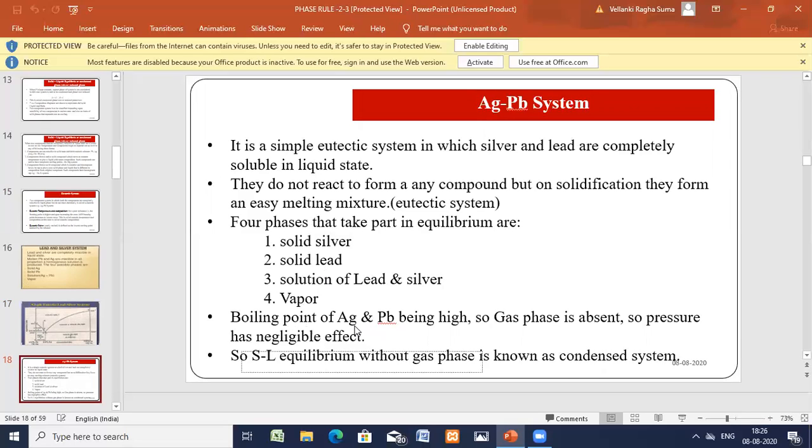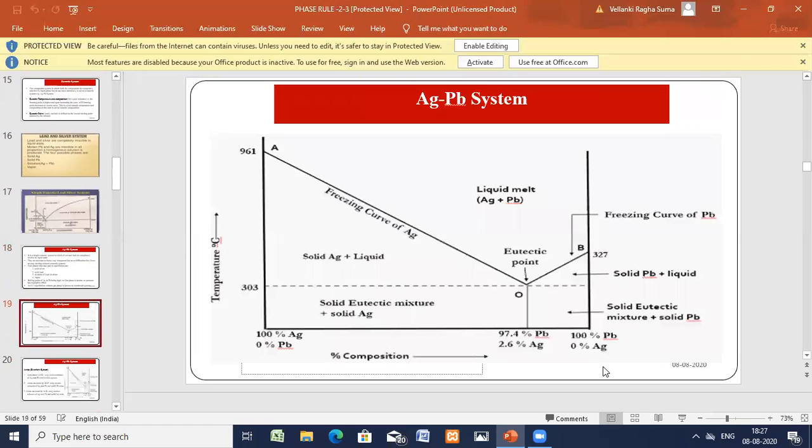The boiling points of silver and lead are very high, so the gaseous phase is very small, essentially zero. In a two component system, the phase rule is reduced by one because the gaseous phase is absent, so pressure is negligible. Solid-liquid equilibrium without a gaseous phase is called a condensed system, using the reduced phase rule.